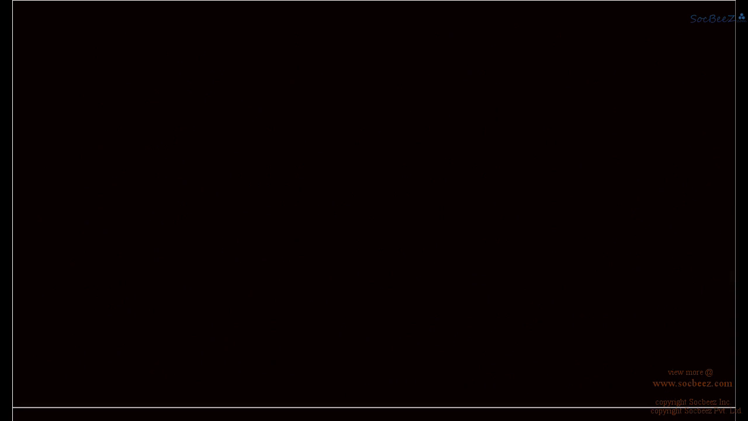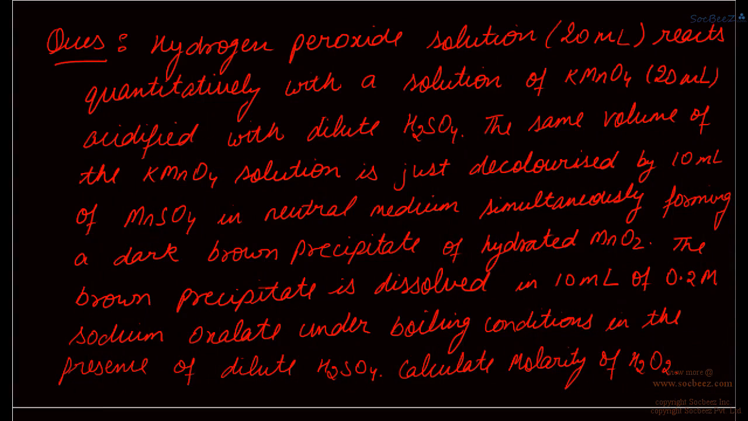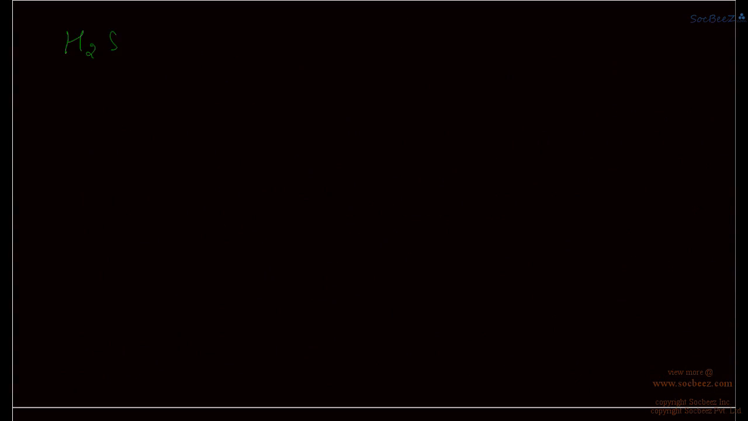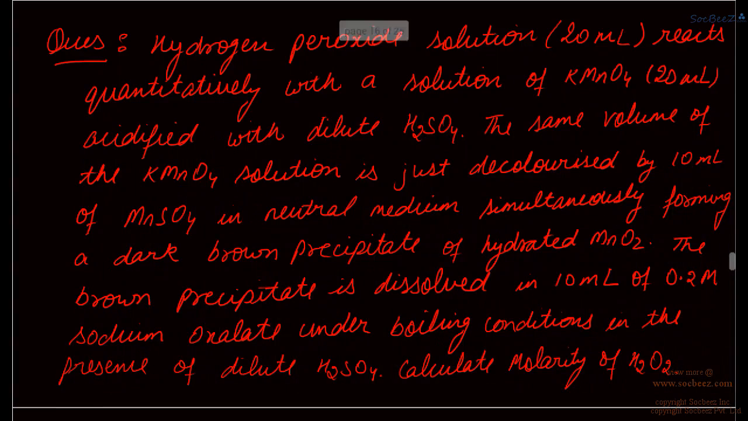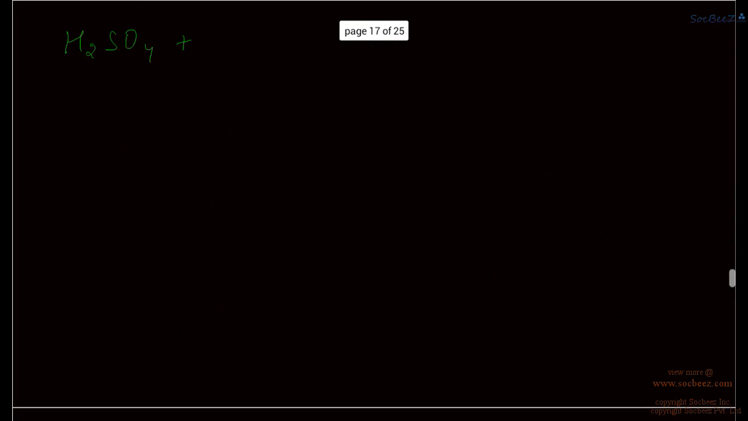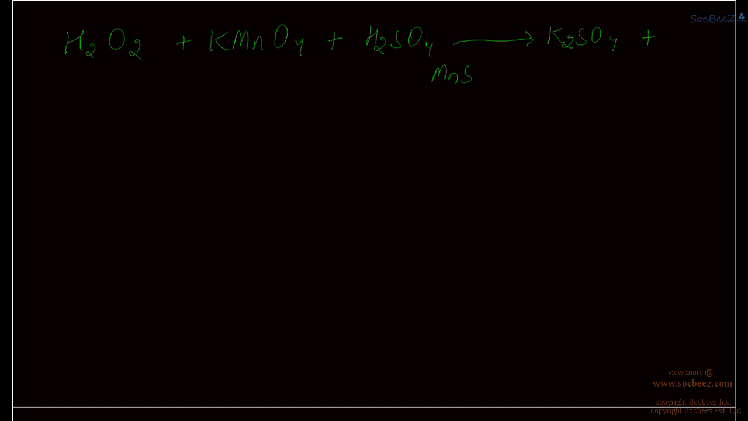Okay, so the question is given here. Try to attempt this question. If we try to write the chemical reaction, H2SO4 is reacting, hydrogen peroxide H2O2 is reacting with KMnO4 in the presence of H2SO4. When this reaction takes place, you must have studied in redox reactions that K2SO4 is formed plus MnSO4 is formed plus H2O is formed, then oxygen is liberated.